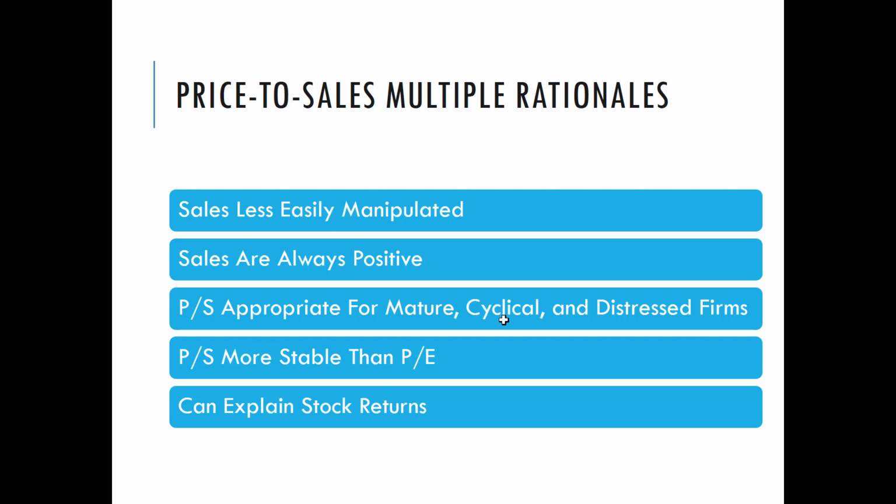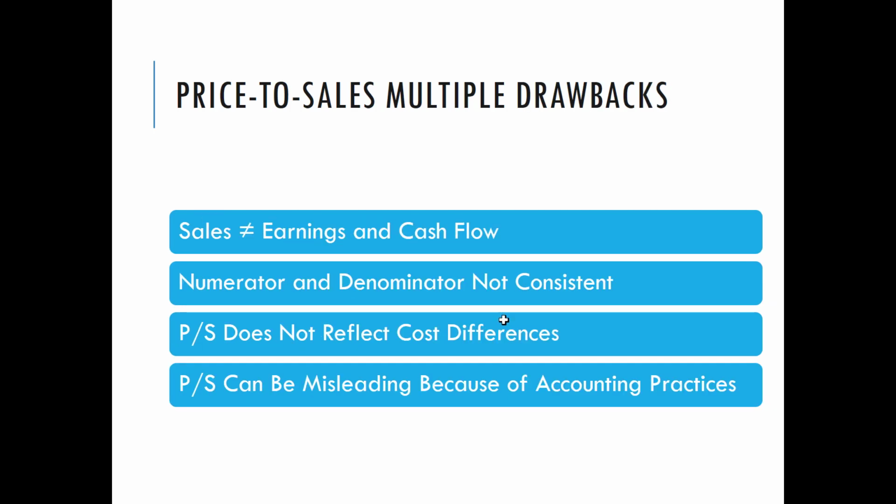And then again, distressed firms generally have problems with expense management. So just because you're distressed doesn't mean you don't have sales. So you still have sales. So you might actually be valued based on your sales even though you're distressed. Again, generally speaking, price to sales, similar to price to book, tends to be more stable than price to earnings. And again, like the two others, they can also explain stock returns. But again, price to sales generally is the worst one you can use. But if you have negative book values, you have negative earnings, you really don't have many other options.